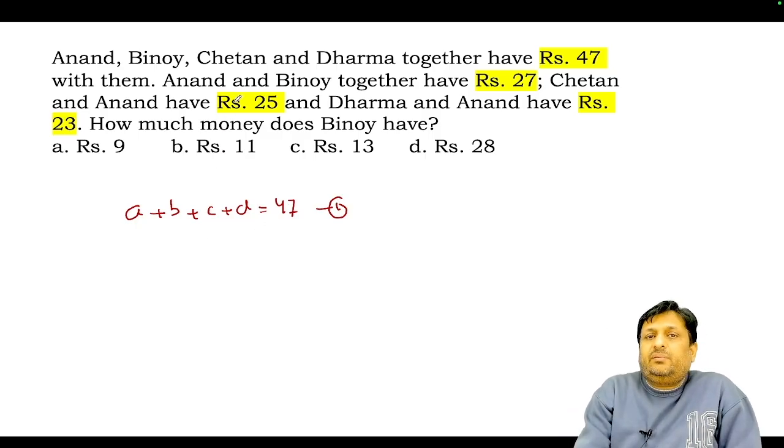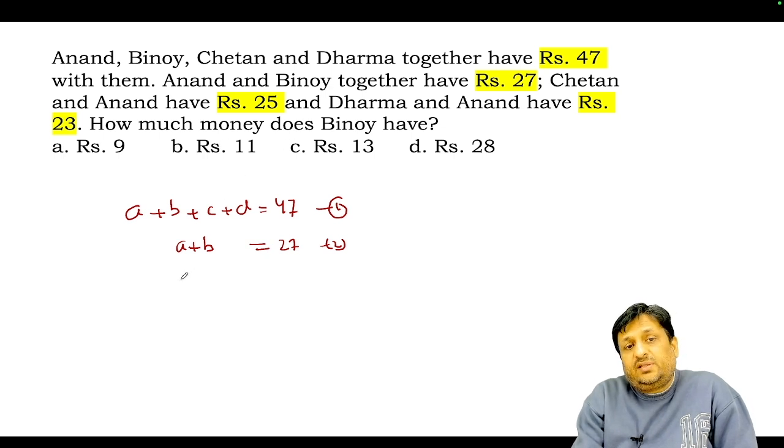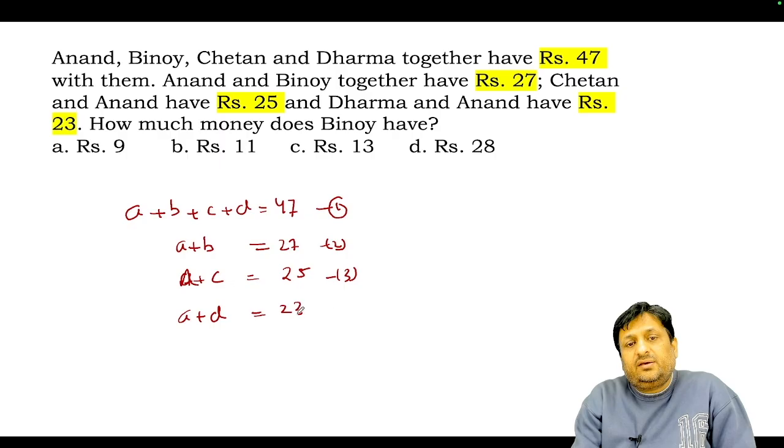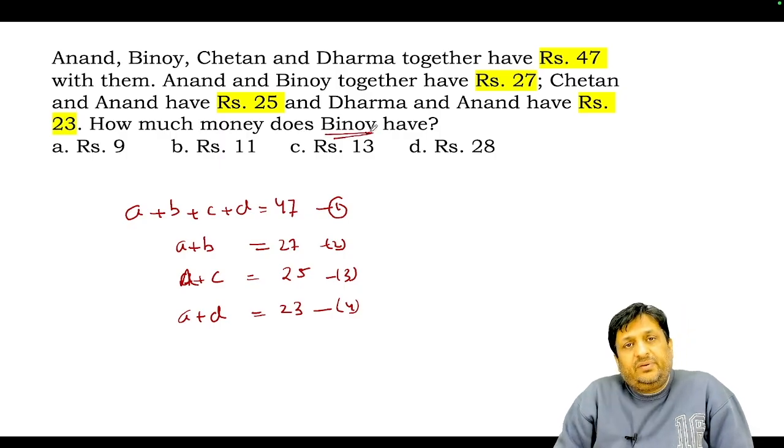Now, Anand and Binoy have rupees 27 with them. So it is given that A plus B is 27. This is my second equation. Chetan and Anand have 25 rupees with them. So Anand plus Chetan has rupees 25. This is my third equation. And it is also given that Anand and Dharma have rupees 23 together. This is my fourth equation. So I need to solve for B. I need to tell how many rupees B has initially.